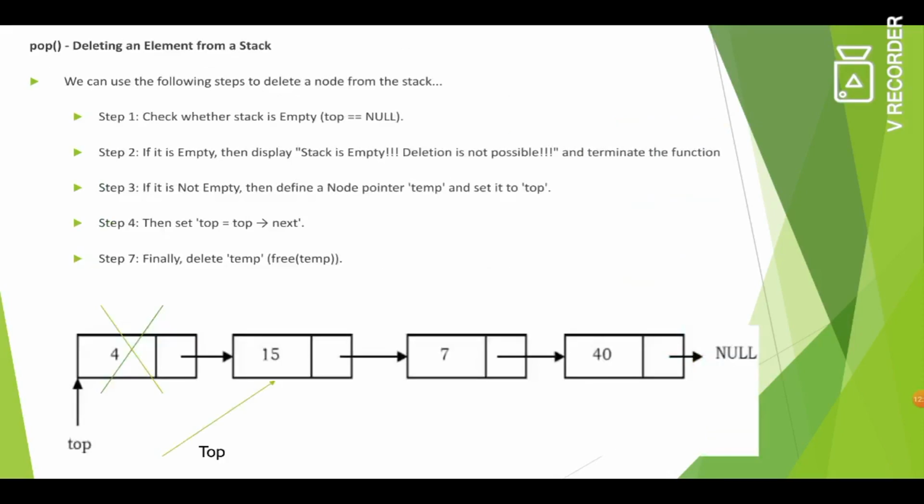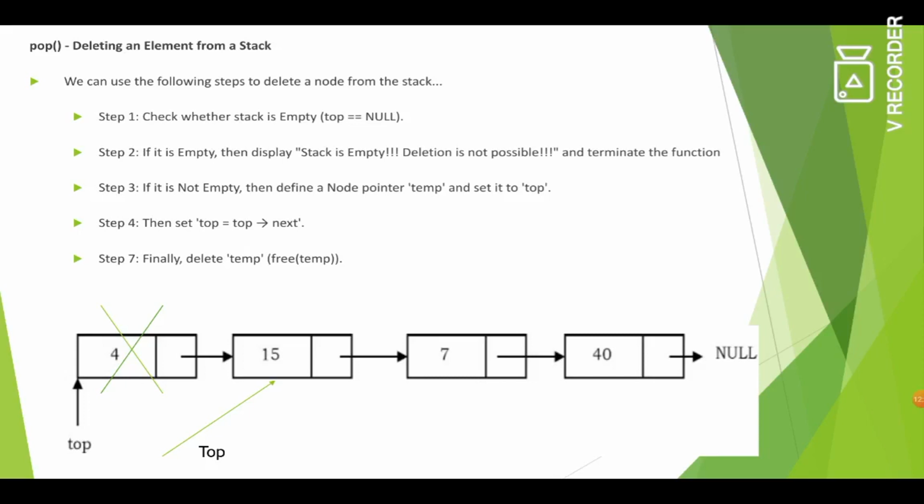Because this is the node which is inserted last, it should be pointed by the top pointer. Similarly, deleting an element from the stack. You have to check whether the stack is empty or not. If it is empty, deletion is not possible. If it is not empty, then you have to use one temporary pointer temp that is set to top. So that topmost element is deleted.